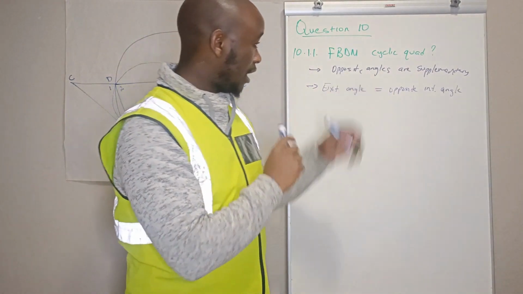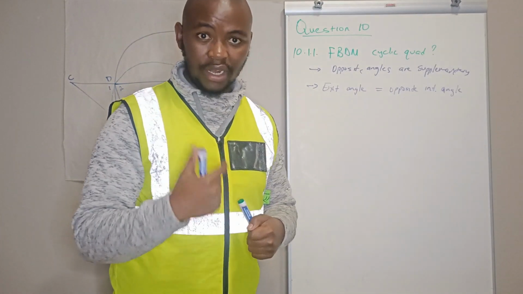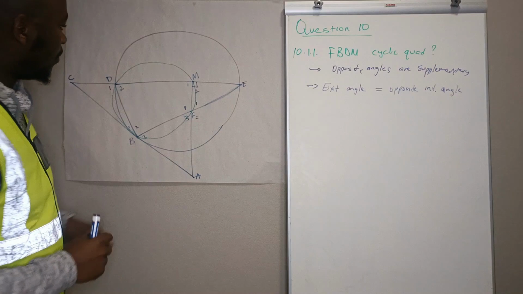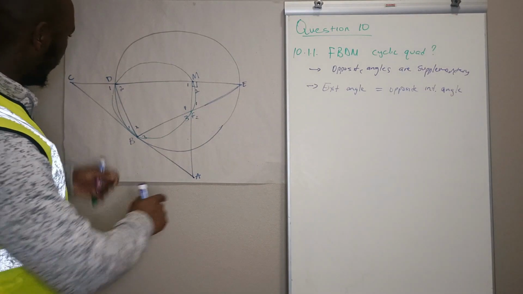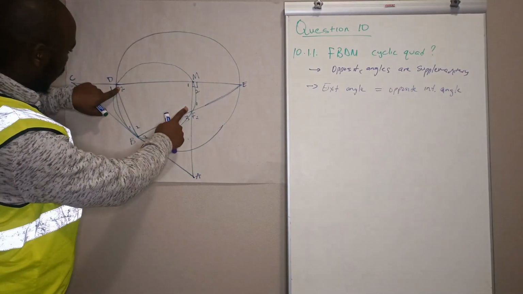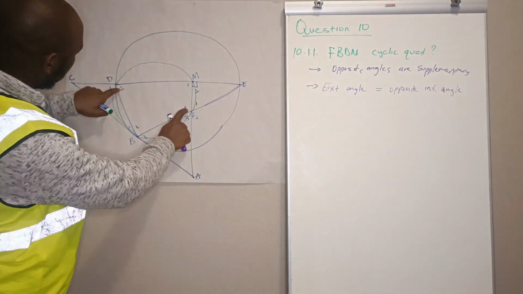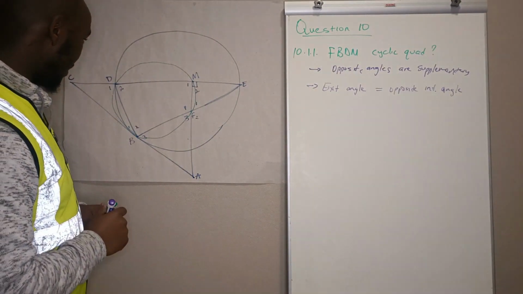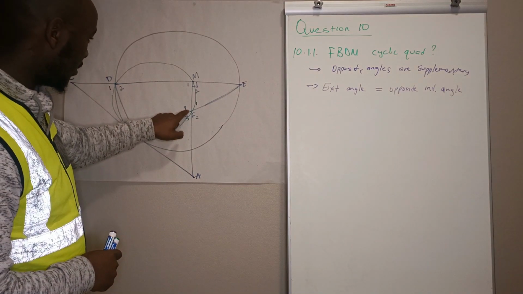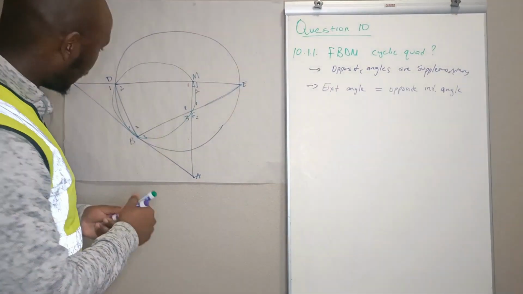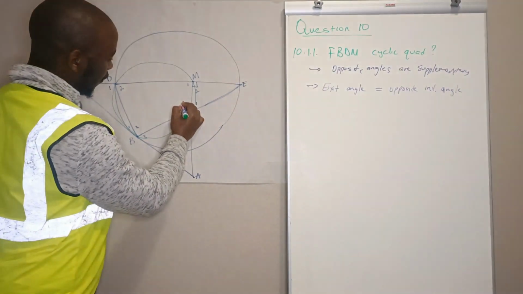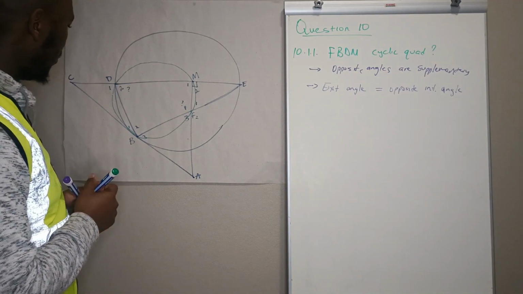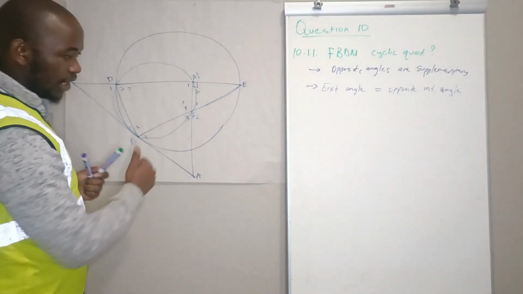So let's start with that one. Opposite angles of a cyclic quad are supplementary. So FBDM. We may look at D2 and F4. We must prove that if you add these two, they are equal to 180 degrees. But that is tough because we need to find F4. We don't have F4. We don't have D2. All right. Maybe we can go with the other side.